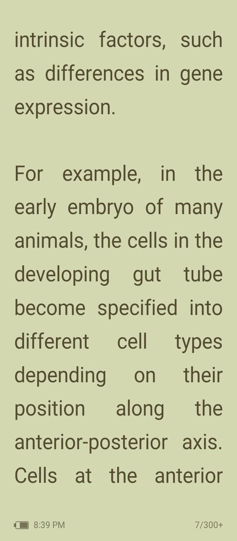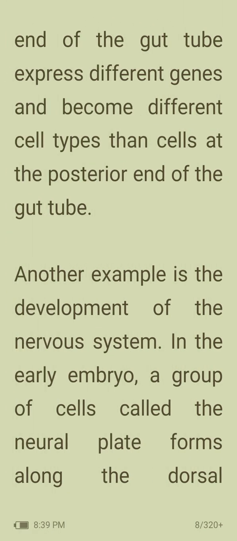For example, in the early embryo of many animals, the cells in the developing gut tube become specialized into different cell types depending on their position along the anterior-posterior axis. Cells at the anterior end of the gut tube express different genes and become different cell types than cells at the posterior end of the gut tube.